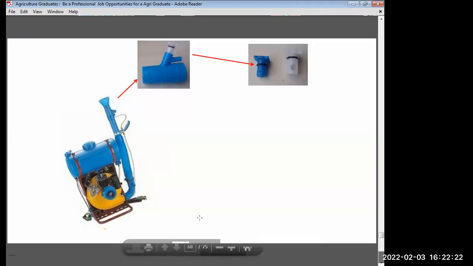Number two hole will be just the size of a ball pen refill. If you use a smaller nozzle or a bigger nozzle, chemical is wasted or lost. Most of the farmers or spraymen have only two-hole nozzles, with only two big holes. But the original nozzle has minute, small, big, very big.